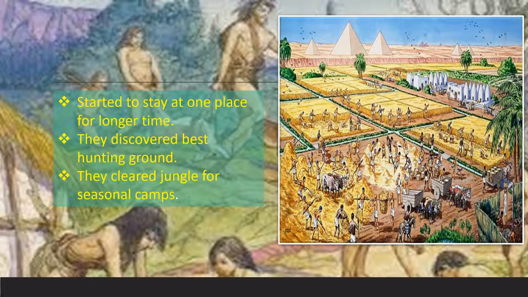As we learned in our previous chapter, they started to live in groups. So for a place, they cleared jungles by felling trees and set up seasonal camps as they cleared the land. You can see how they are clearing the land for their camp.